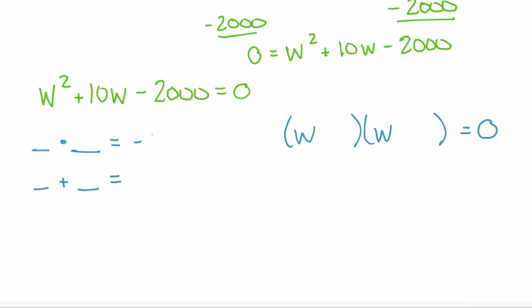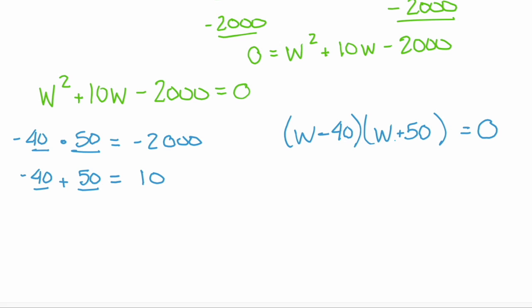So we need two numbers that multiply to negative 2,000 but add to 10. 2,000 is kind of big, so think about just the number 20. What numbers multiply to 20? 4 and 5. So what about using 40 and 50? 40 times 50 is 2,000. And if 50 is positive and the 40 is negative, they would multiply to a negative 2,000 and also add to a positive 10. So that means our binomials are w minus 40 and w plus 50.